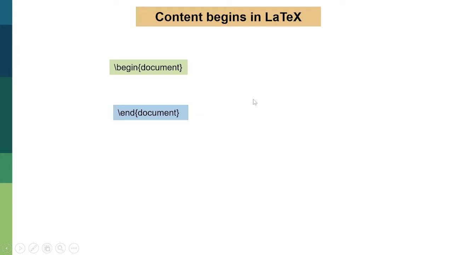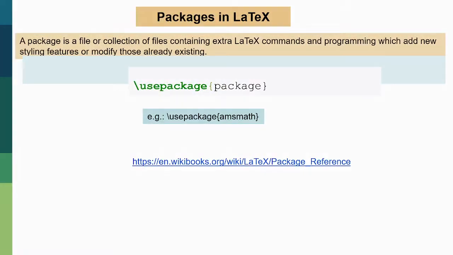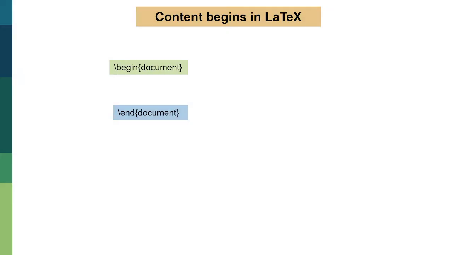So three things are important. First thing is document class. You are going to give a class name along with some extra information. And the second important thing, use packages. And the third important thing is begin and end document.